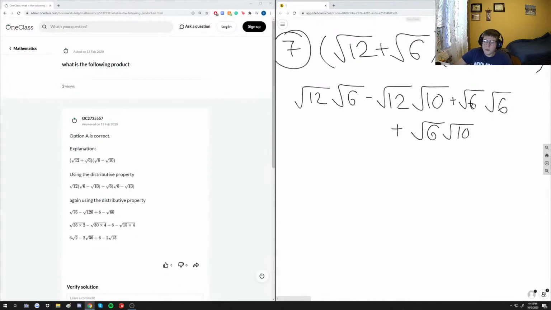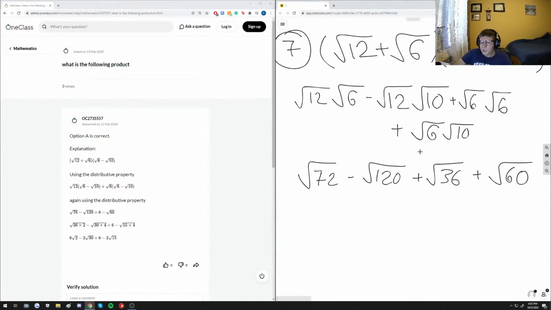And now by just bringing them in together as products inside of their respective square roots, we're going to have the square root of 72 minus the square root of 120 plus the square root of 36 plus the square root of 60. Now, in order to actually begin to evaluate these and see if we can combine anything, we have to simplify these radicals. So the way it works is we're going to prime factorize them, and see if we can get them as the product of two square roots where one of them is a perfect square.